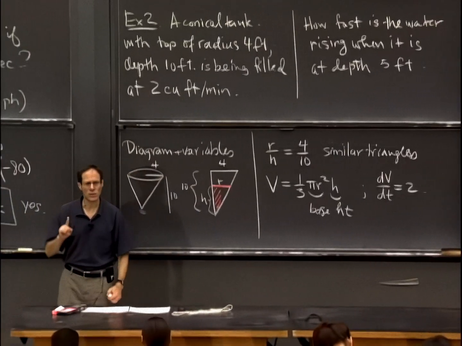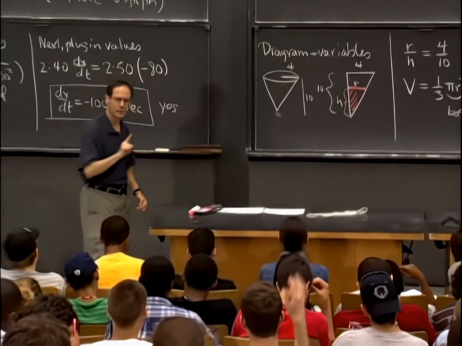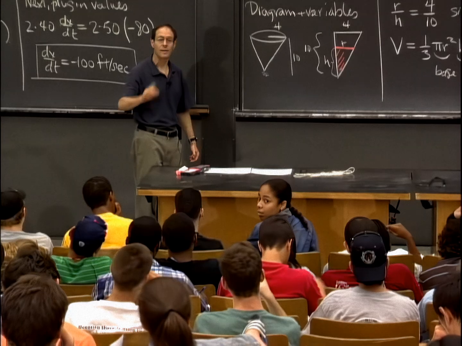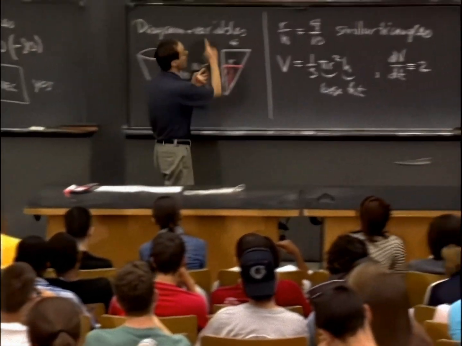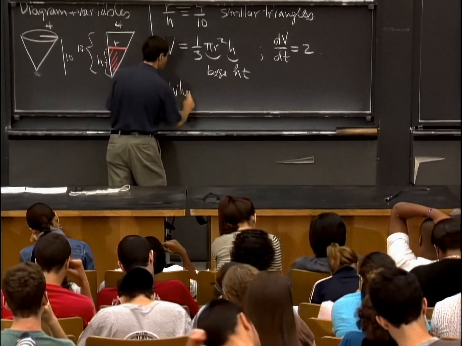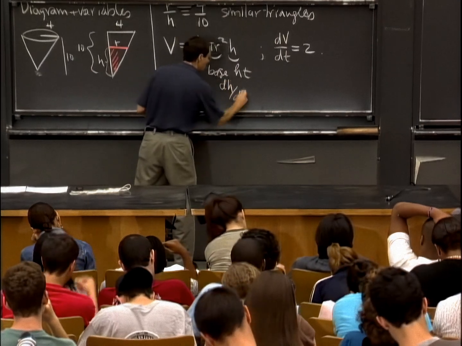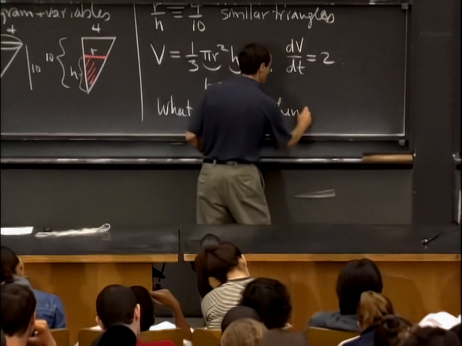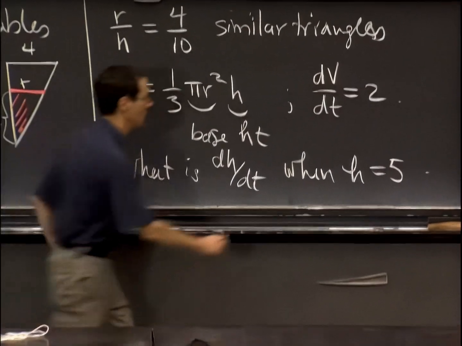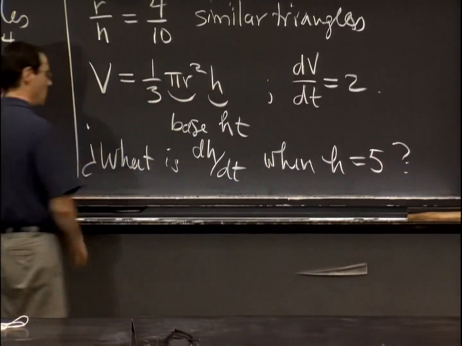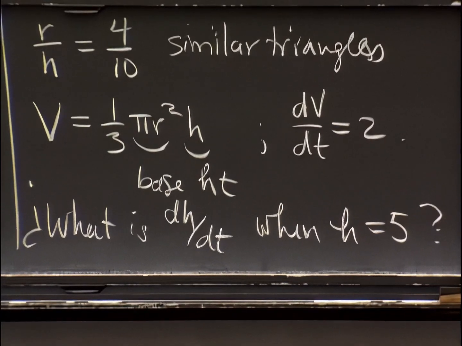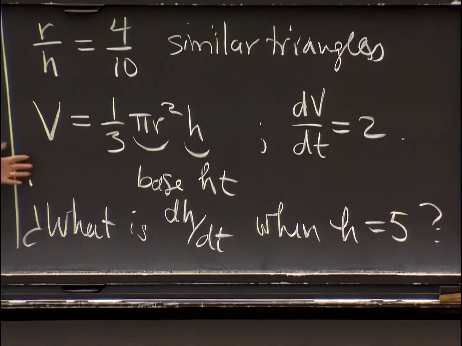Actually, there's one thing missing. What's missing? Exactly. What you want to find. What I left out is the question. So the question is, what is dh/dt when h is equal to 5? All right? So that's the question here. All right, now we've got the whole problem, and we never have to look at it again, if you like. We just have to pay attention to this piece here.